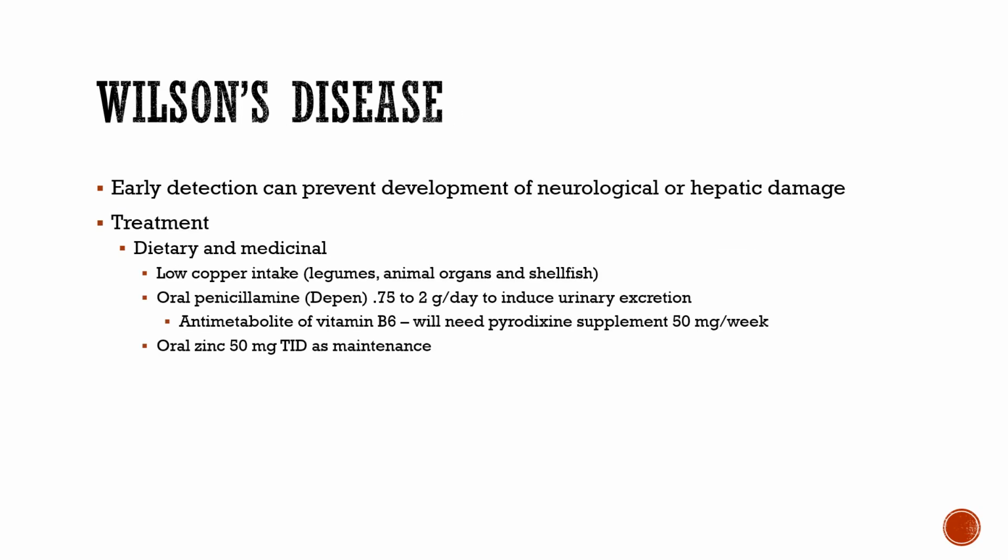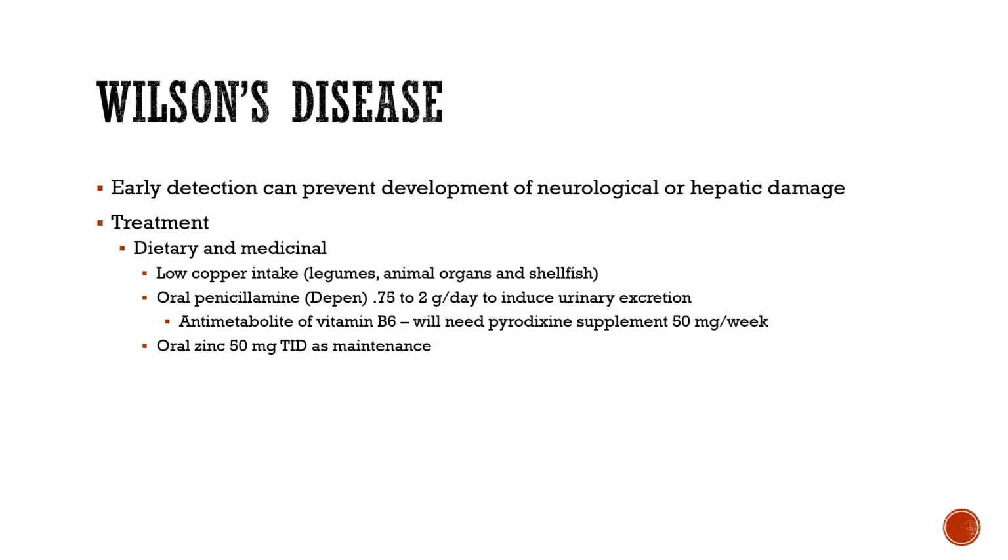Wilson's disease is a disease of copper accumulation in the liver. Early detection can prevent development of neurological or hepatic damage. Treatment includes dietary and medicinal regimens. First, there's a low copper intake. Some legumes are full of copper. Also, animal organs and shellfish. Those need to be avoided for life.